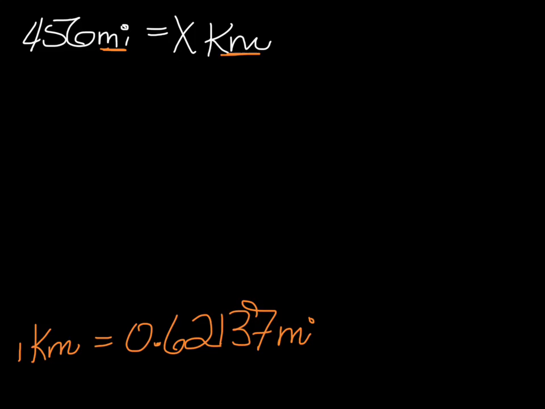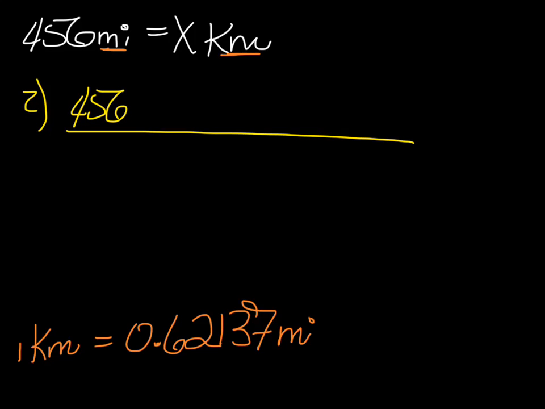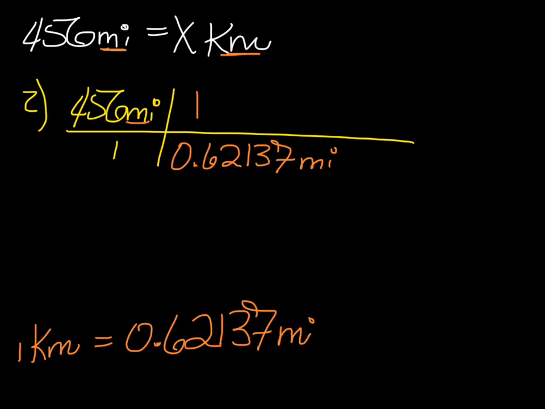All right, so step 2 is to write the grid and put in our known, which is 456 miles over 1. We're now going to go back and look at our equality, and we have miles at the top here, so we'll put our miles at the bottom, 0.62137 miles. And at the top we'll go 1 kilometer. And our units cross out, and we're left with kilometers. So if you guys will plug that into your calculators, see what you get, I'll do the same.